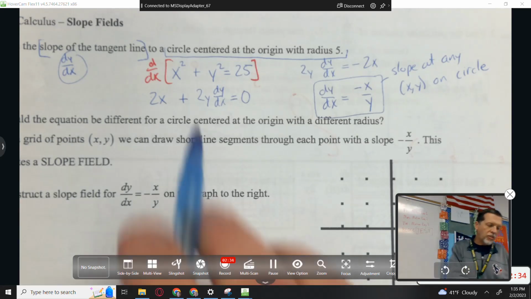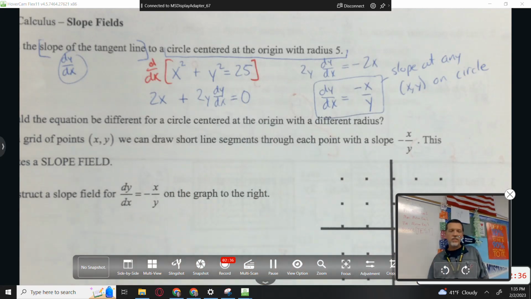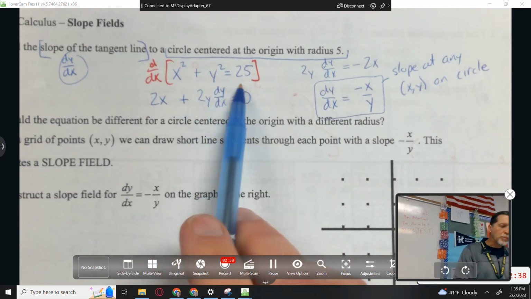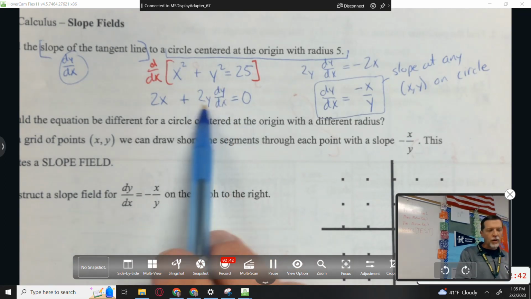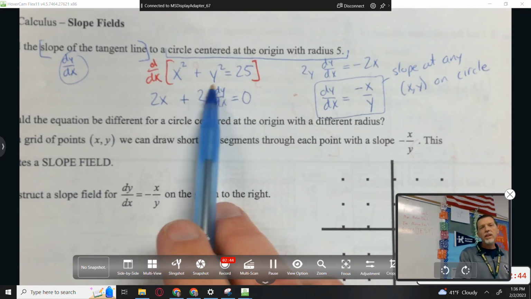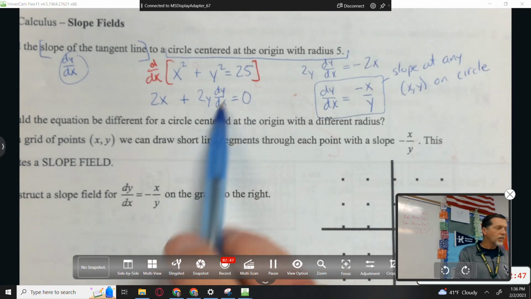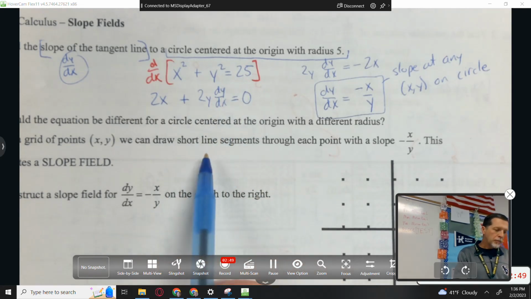Okay, so that should be reviewed. That's not really slope field. That's just take a derivative. Implicit is the name of the type of differentiation if there's a y sort of buried in the equation. But it's not important that you know what it's called. It's important that you know how to do it.